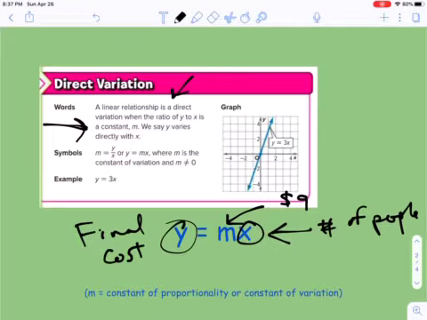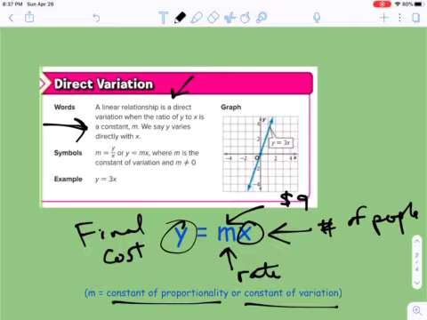In the book, they refer to the m in this equation as the constant of proportionality or constant of variation. I'm pretty much going to usually call it the rate. And later on, when we start looking at the y equals mx plus b equation, they're going to call that the slope. So slope is a kind of rate. Constant of variation is another word for rate. Constant of proportionality is another name for rate. It just means that this thing goes up proportionally, and it doesn't change.